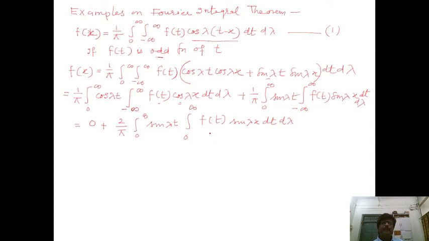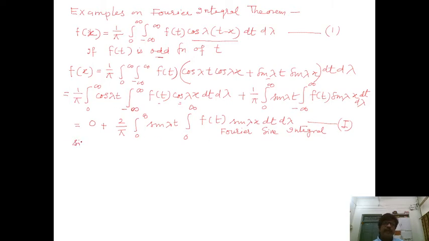What does it mean? If the function is an odd function, then this particular integral is called the Fourier sine integral. Now, you should note this formula. This is Roman one. Similarly, if f of t is odd, then it reduces to the Fourier sine integral.